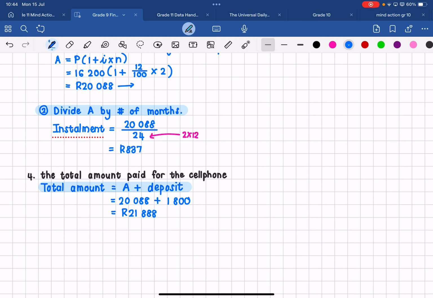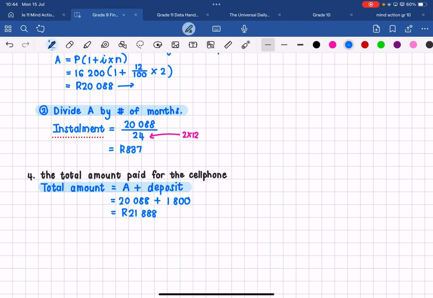Here we go, 21,888 Rand. So guys, because we didn't pay for it immediately, we paid almost 22,000 Rand for the cell phone that was actually worth 18,000 Rand. And if you do this calculation with a cell phone contract, right?